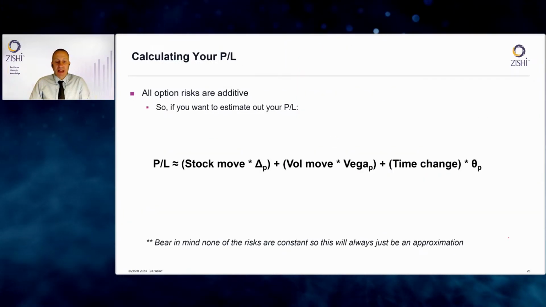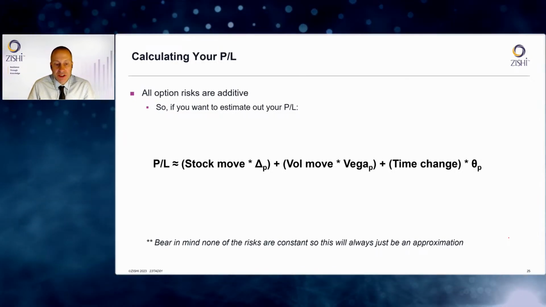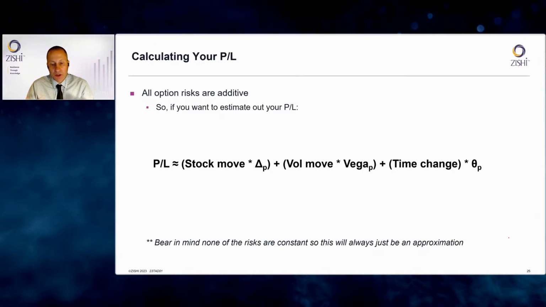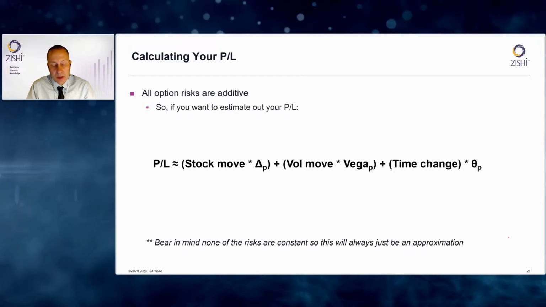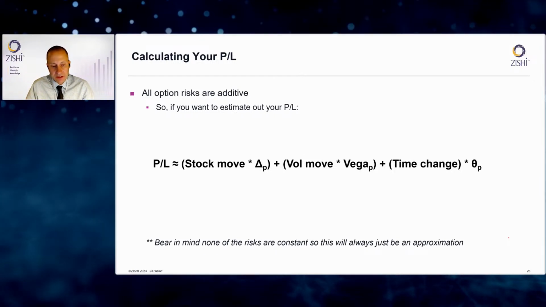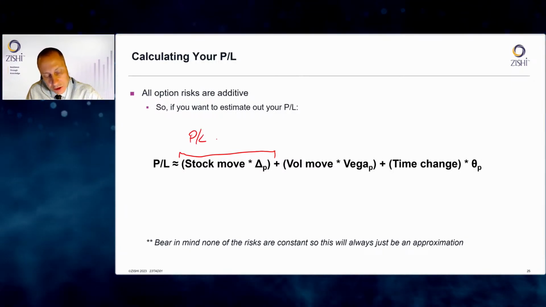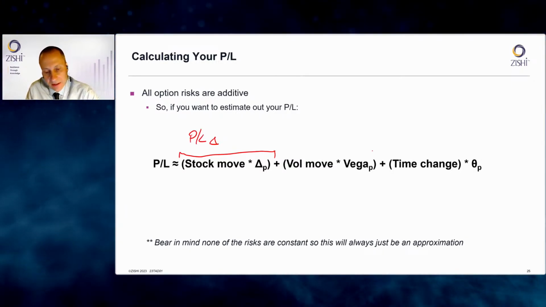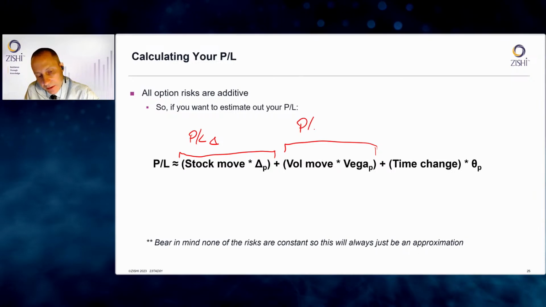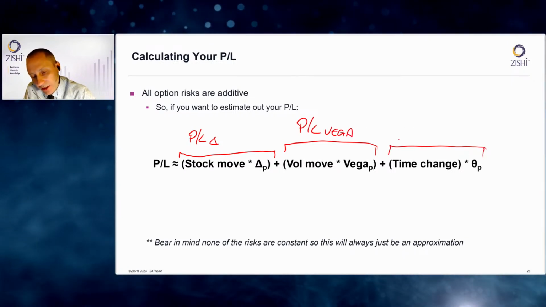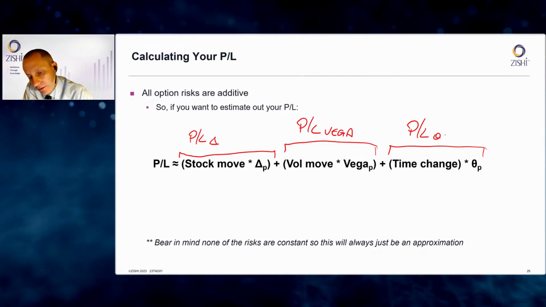And then because everything's additive, if I calculate my position risk in each of these three main parameters, then I can work out my P&L by just adding up all of the effects. So you can see that my P&L due to delta, and then my P&L due to Vega, and then I've got my P&L due to theta.